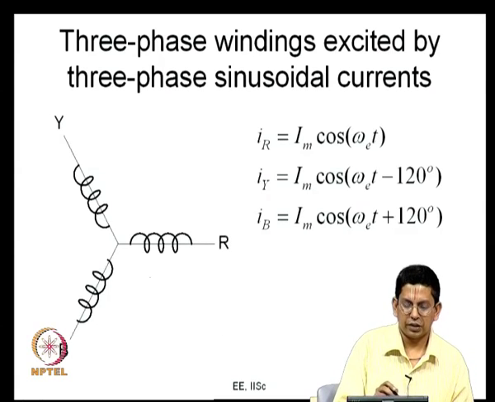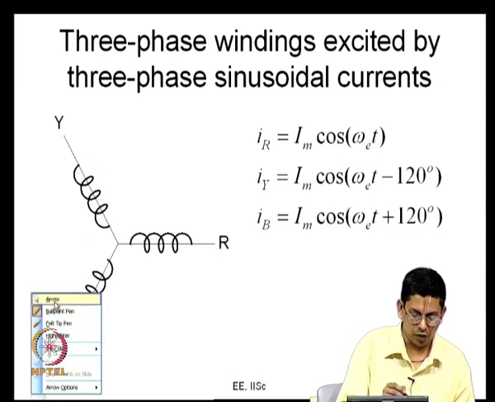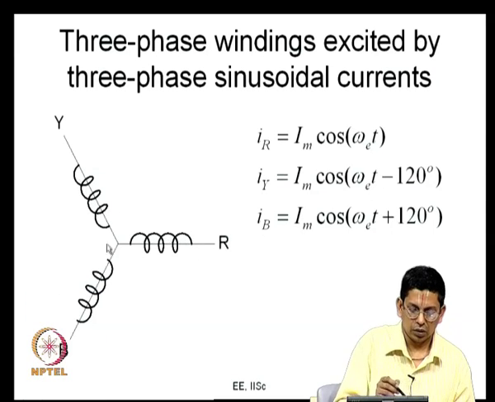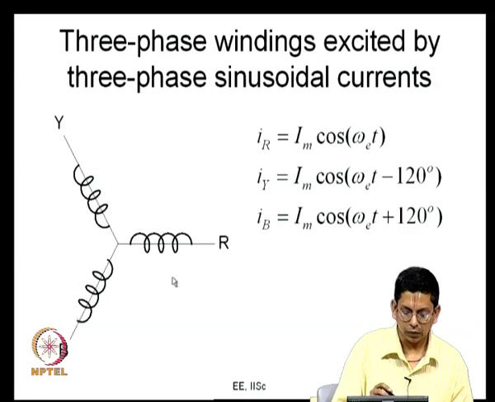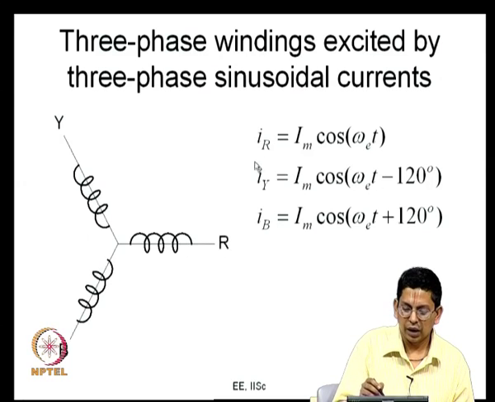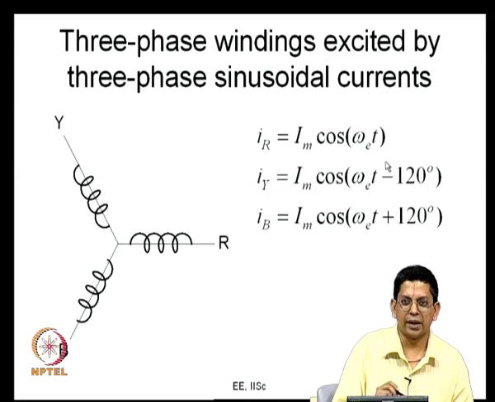These are the same three phase windings, I am just putting them in a different form. I am just indicating the three axes here, calling them R, Y, B, as I said before. And we pass a certain current through this R phase winding. What is that current? IR is equal to Im cos omega et. It is a sinusoidal current. I am taking the value of sine to be 0 at time t equal to 0, so I am writing this as a cosine function here. IR is equal to Im cos omega et.